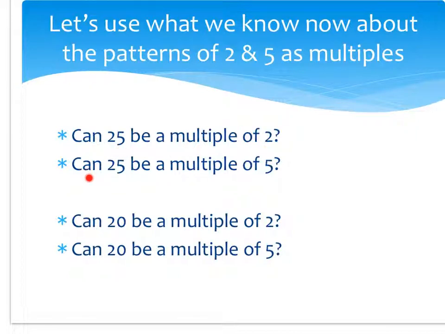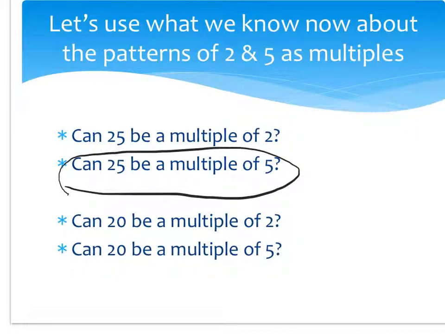Let's look at the next one. Can 25 be a multiple of 5? Does this number end in a 0 or a 5? If you answer yes, then it can be a multiple of 5. This one is true. 25 can be a multiple of 5.